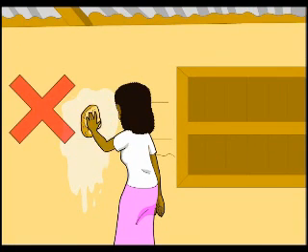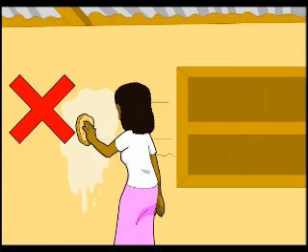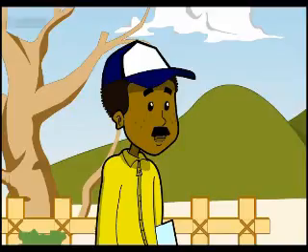Owners of treated houses should not replaster walls after the walls have been sprayed. Walls should not be wiped or replastered for at least 6 months after spraying.